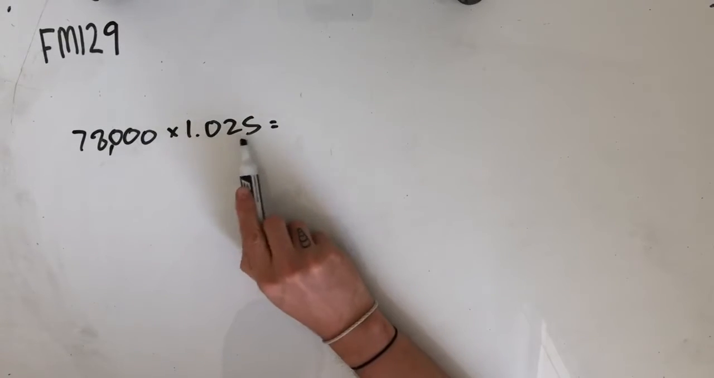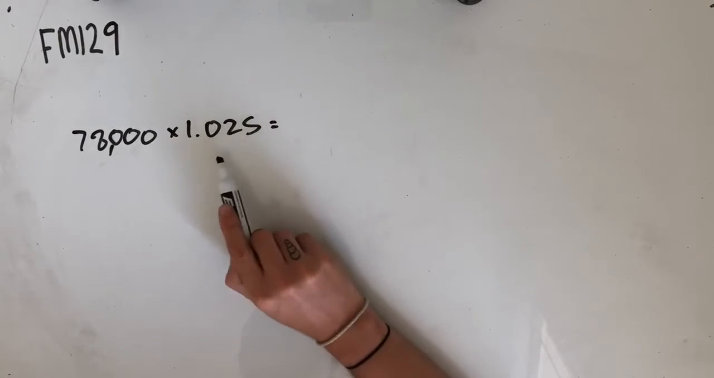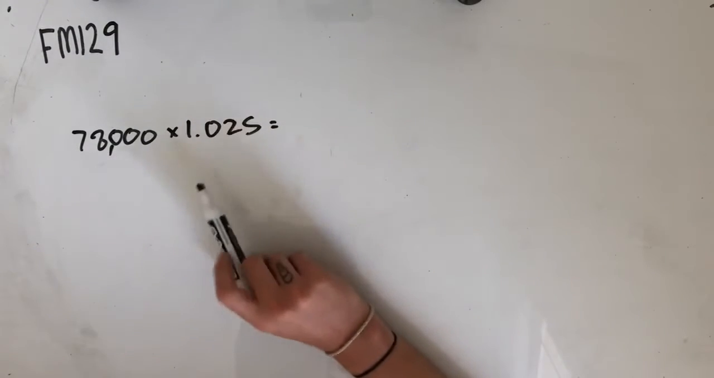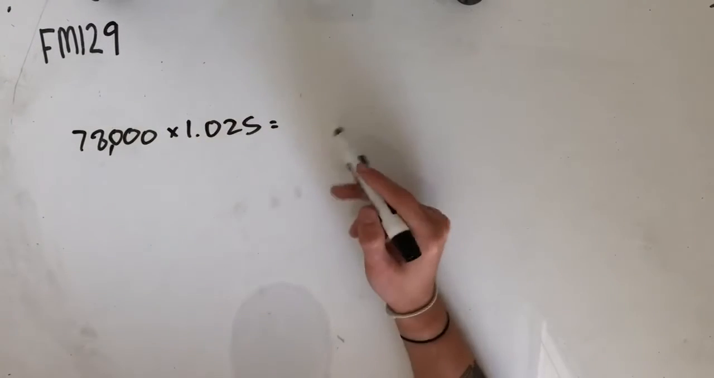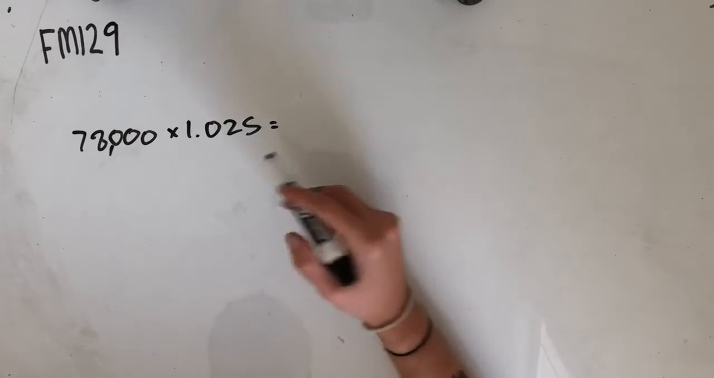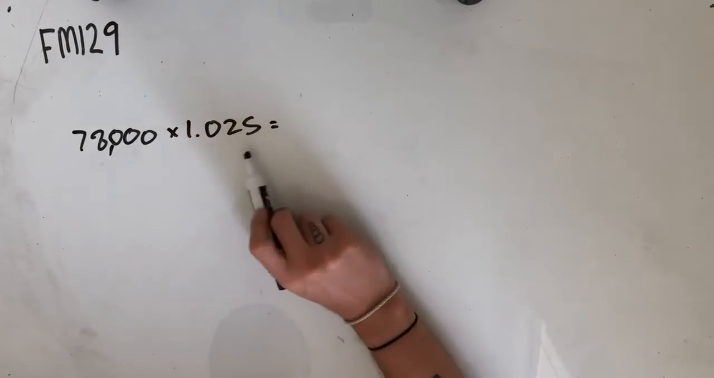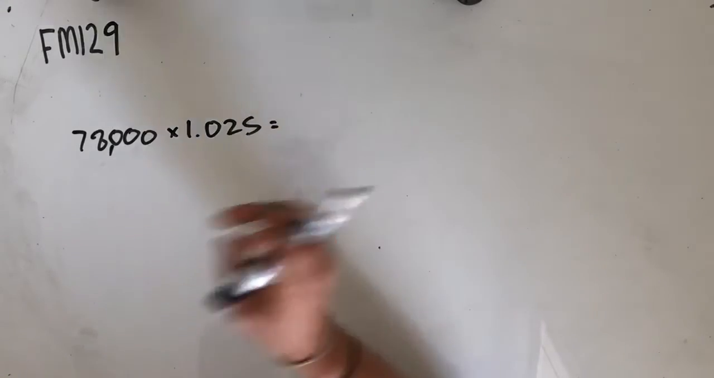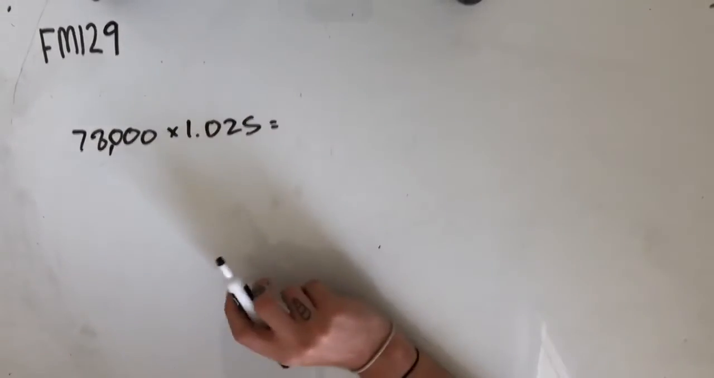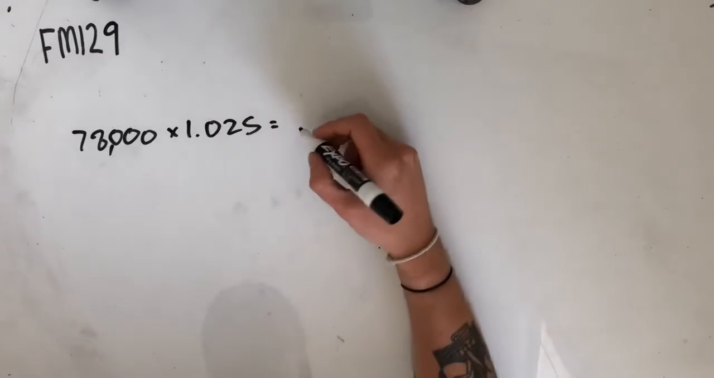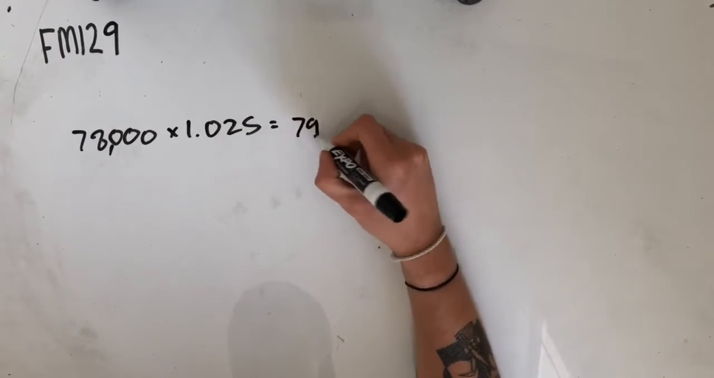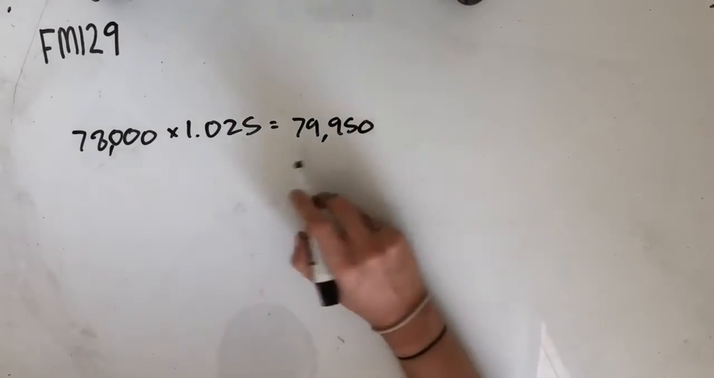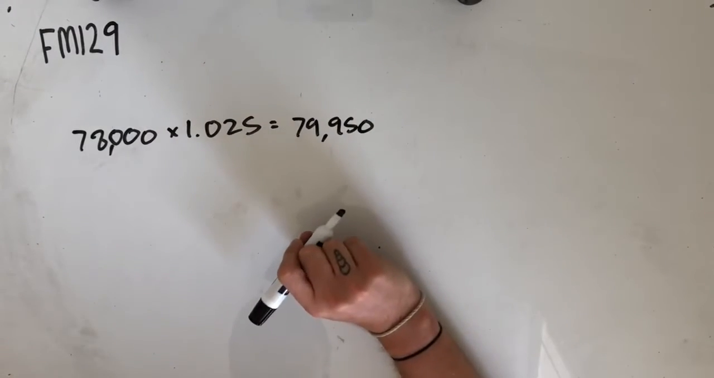And then this 0.025 is saying, and increase it by 2.5%. That's how this timesing by 1.025 is an increase of 2.5%, as opposed to timesing it by 0.025 would just find that 2.5% and then you'd have to add it on. So a little bit faster doing it this way. If you plug that into a calculator, you get an answer of $79,950. So that would be her salary after the 2.5% increase.